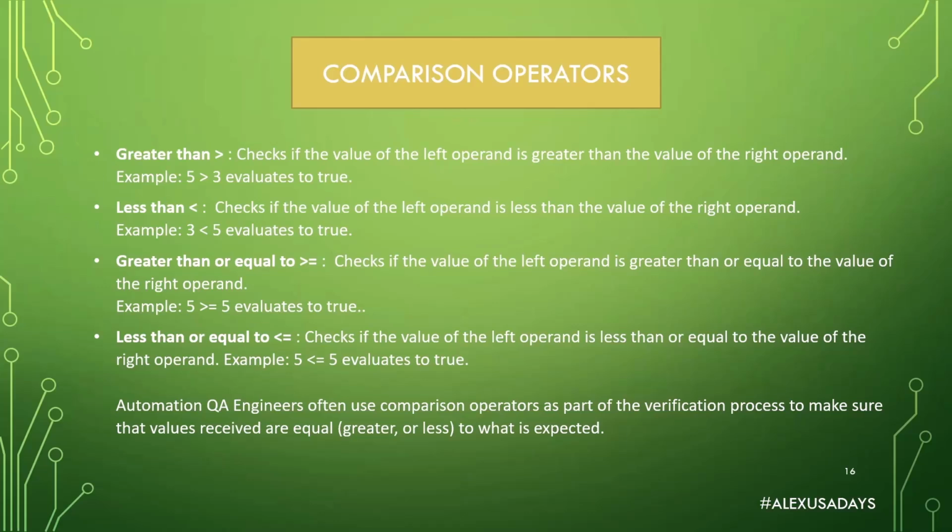Automation QA engineers often use comparison operators as part of the verification process to make sure that the values received are equal, greater, or less to what is expected. So let's get some examples into the code.